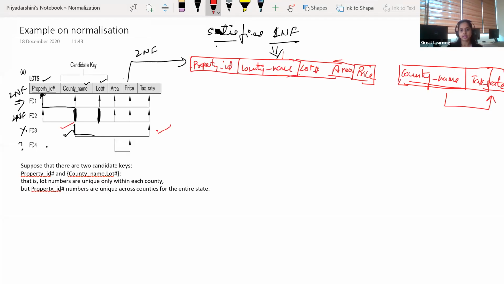County name. Okay. These two are a candidate key. Underlined is my prime attribute. Fine. So here what happens? Usually county name will become a foreign key because the combination of county name and lot number is actually a primary key. So in the new table you can make it county name. I will name them lots 1, lots 2. Main table name is lots. So let me keep it as it is here.